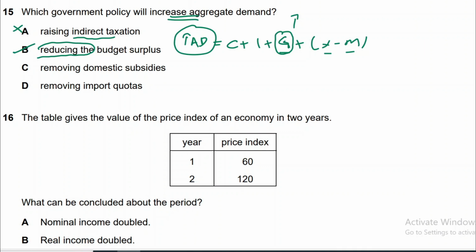Removing domestic subsidies. Subsidy is part of supply side policy, so removing it should decrease aggregate supply instead of increasing aggregate demand. If the government is removing domestic subsidies, then aggregate supply should decrease. Removing import quota. Import quota is again like an indirect tax, and indirect tax is part of supply side policy, not the demand one.